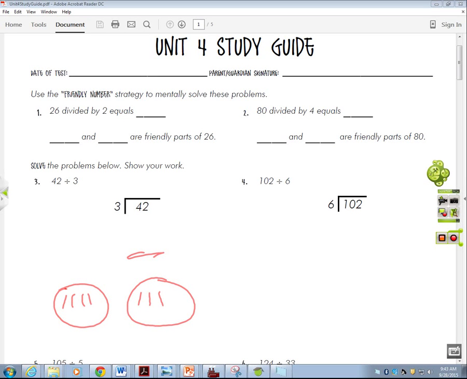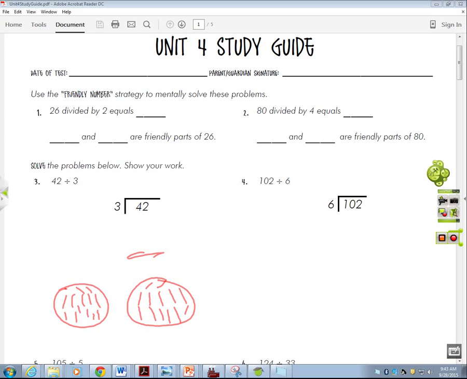Count out loud. 8, 9, 10, 11, 12, 13, 14, 15, 16, 17, 18. We're going to be needing a bigger box. Okay. 19, 20, 21, 22, 23, 24, 25, 26.